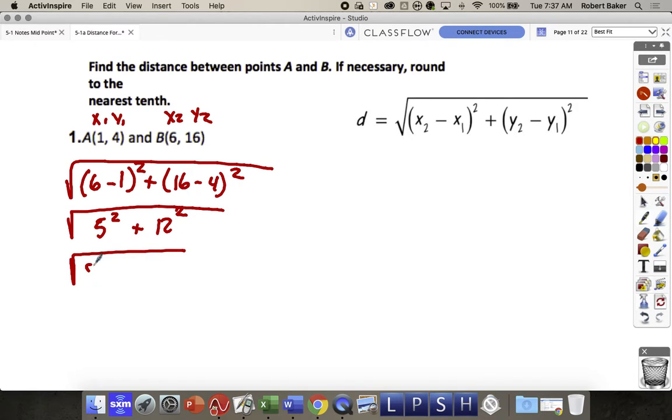5 times 5 is 25. 12 times 12 is 144. Add those two numbers together, 169. So I have to figure out, can I take the square root of 169?